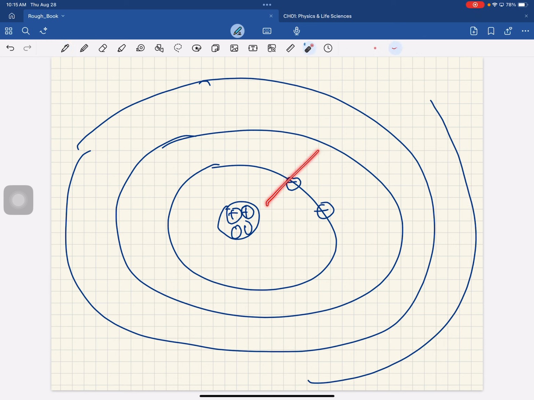How many levels does each atom have? An infinite number. Okay, so it has an infinite number of levels. For every atom, the energy levels are different. So that's a fingerprint of an atom.